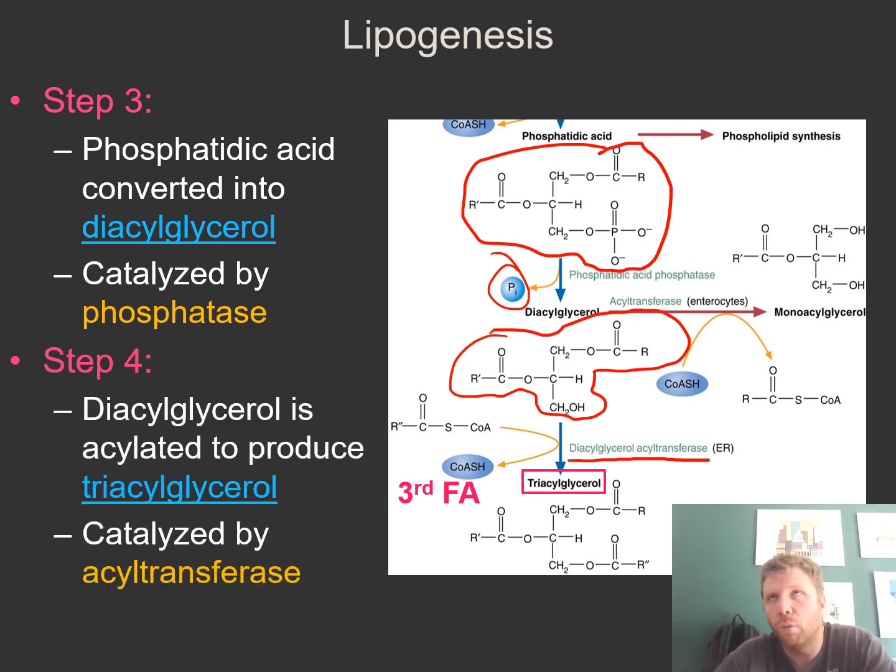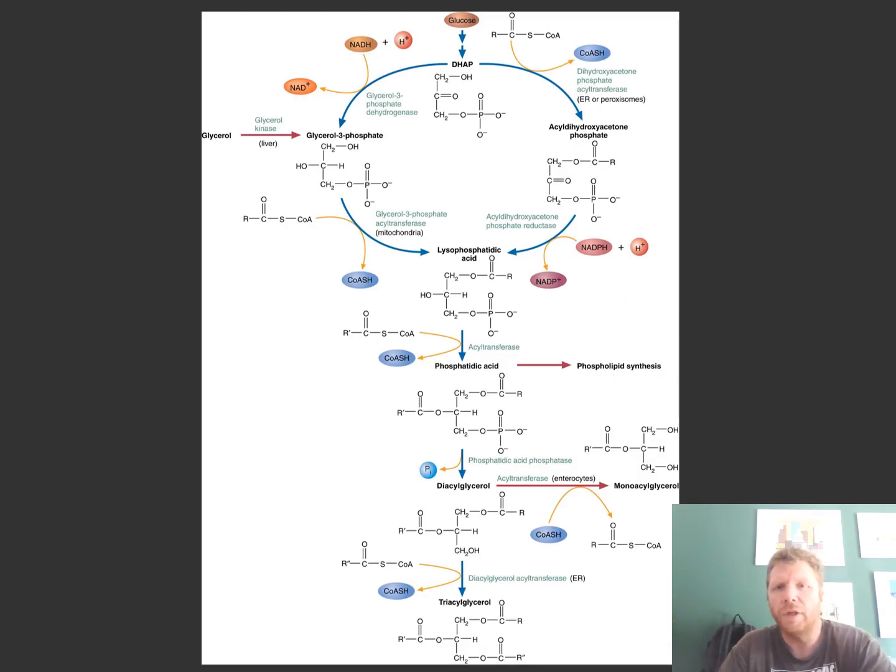There are other routes that we could take this. As we saw previously, we could have gone to phospholipid synthesis, or we could have made a monoacylglycerol by removing one of our acyl groups. But that diacylglycerol is going to be activated to form our triacylglycerol with the help of an acyltransferase. So we've got lots of acyltransferases, and in the process, we've utilized a good amount of acetyl-CoA, or sorry, coenzyme A. So this is the whole thing that we just talked about.